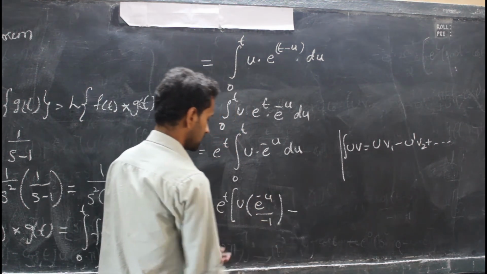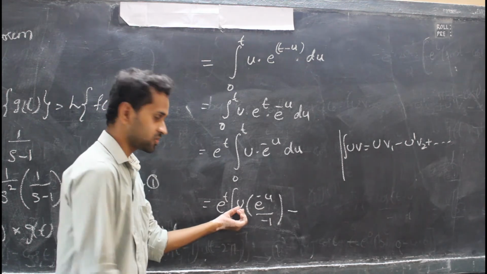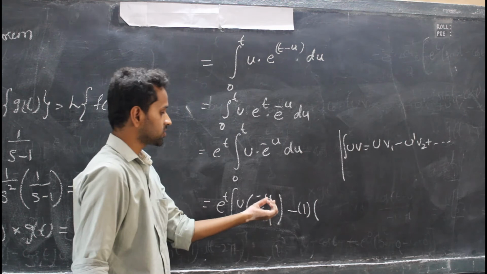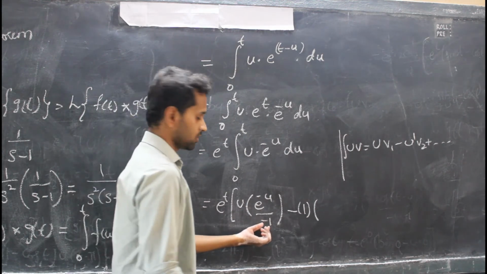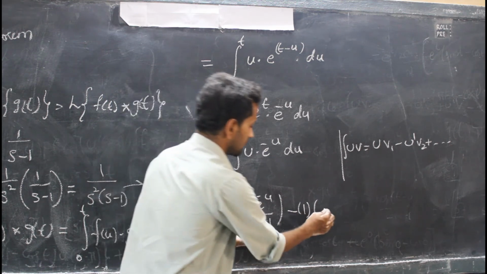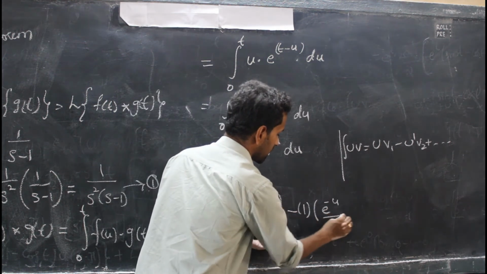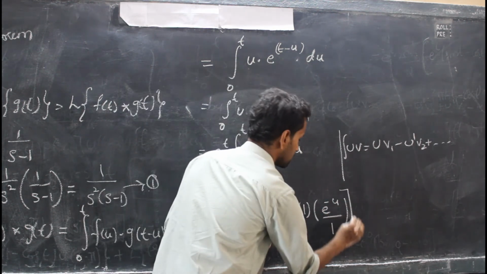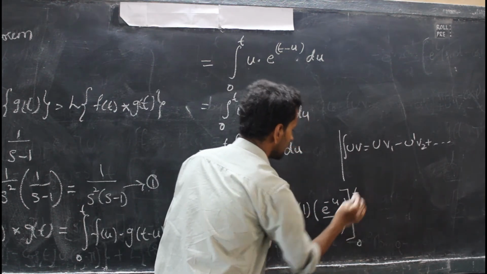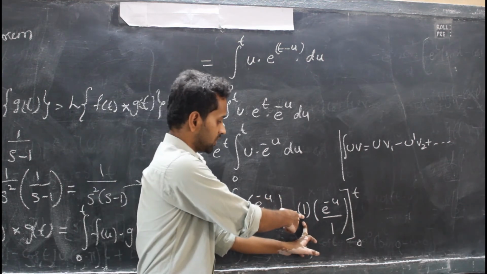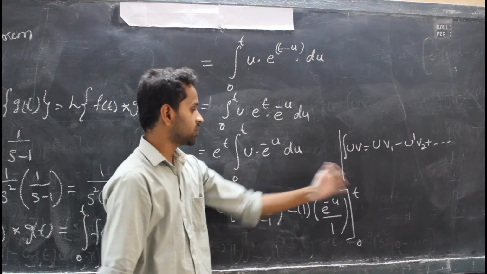So minus, now differentiation of u becomes 1, and e to the power of minus u divided by minus 1 integration is e to the power of minus u divided by minus 1. Minus 1 again becomes plus 1. So 0 to t will be the limits. What happened here? If I go for the next time, u double dash becomes 0. Next time will be 0 for me.